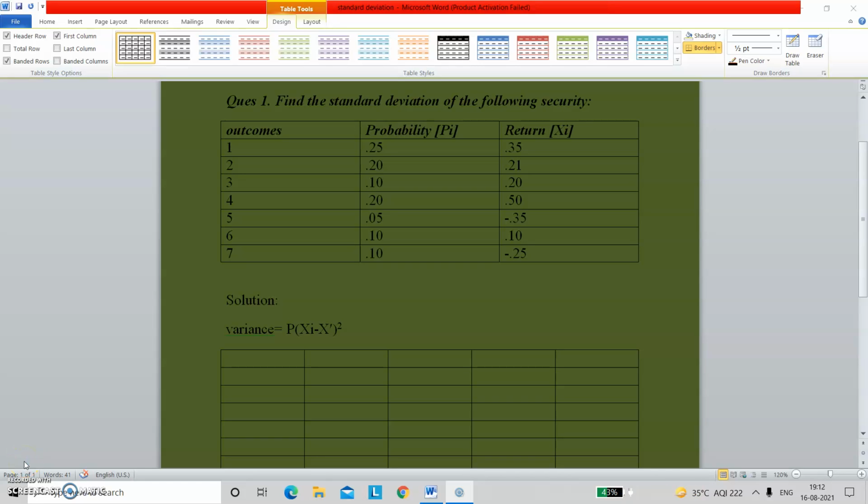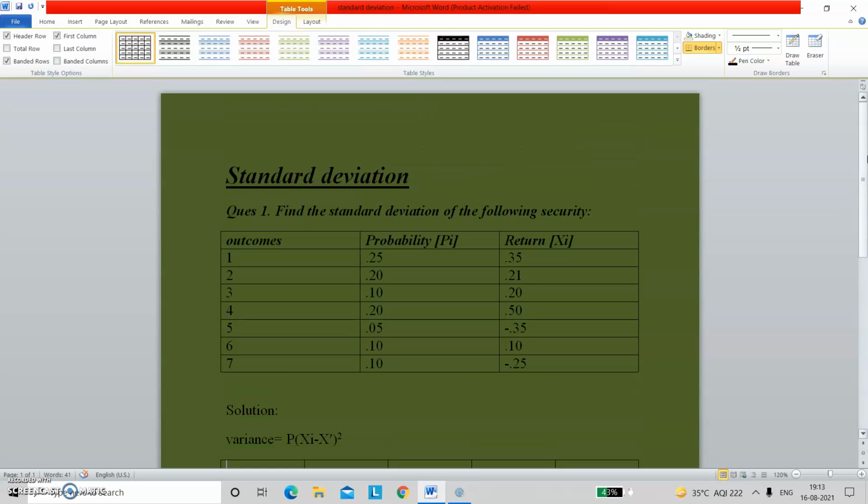Hello students, the topic for today's session is standard deviation. In the last class we had discussed the expected return. I hope that topic is clear to you. Now, continuing further, the next topic will be standard deviation. Standard deviation basically means deviation from the standards, be it in a positive or negative form, right? That means the deviation can be above your expectations or below your expectations, right?